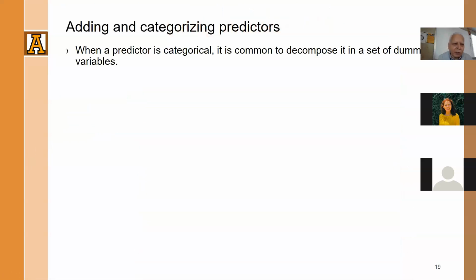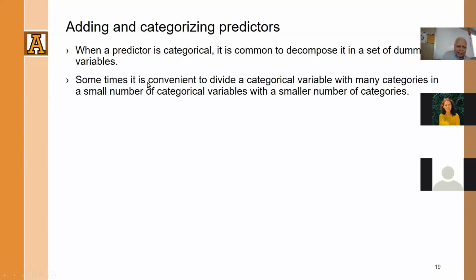The other thing is categorical predictors and categorizing predictors. When a predictor is categorical, it's common to decompose it as a set of dummy variables. Again, as I mentioned last time, it is not necessary to do that ourselves, but the algorithms usually do that. If there's a categorical variable, the software will split that variable into multiple dummy variables. But that's what's happening behind the scenes.